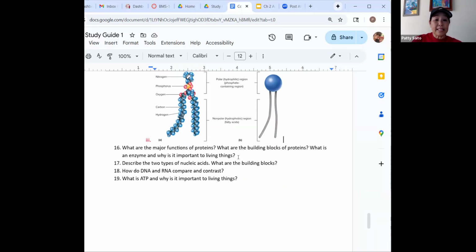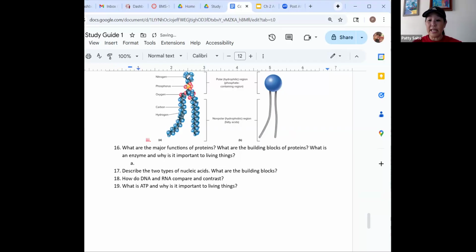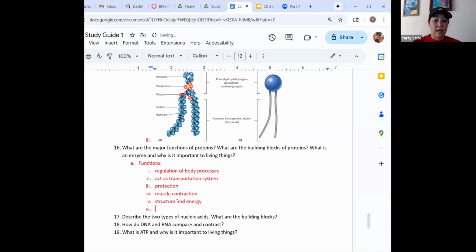Okay, let's take a look at proteins. We're almost done here. Proteins have lots of functions: regulation of body processes, transport systems, protection, and muscle contraction. They make up structural parts of the body, and they are also an energy source that can be used. Not our first energy choice, since carbohydrates are, but they can still be used for energy. The building blocks of proteins are called amino acids, and we put amino acids together to form proteins.